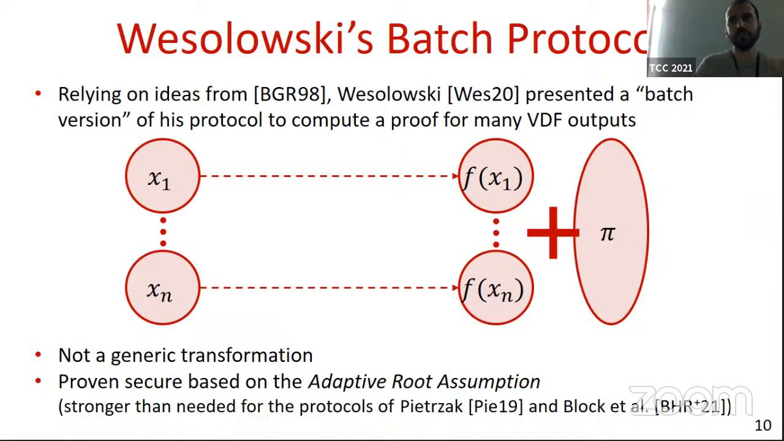Relying on this assumption is essentially for free if you consider Wesolowski's protocol, because the single instance protocol also relies on the adaptive root assumption, but it is stronger than the assumptions needed for other proofs of correct exponentiation. So for example, Pietrzak's protocol relies on the low order assumption, which is weaker. And a recent protocol by Block et al. is actually an information theoretic protocol that doesn't rely on any assumption. Okay, so we want to somehow get rid of this adaptive root assumption.